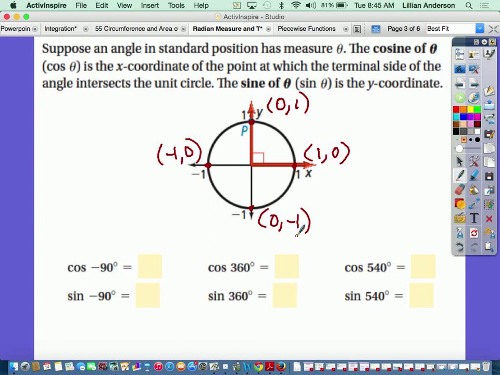Where is negative 90 degrees? It's on the y-axis, positive or negative? Negative. So it's right here. Negative 90 degrees is right here. And if I'm asking for the cosine of negative 90 degrees, I'm looking for which value? The x. What's the x value of that point? There's the cosine of negative 90. You could confirm this in your calculator by typing cosine negative 90. Make sure you're in degree mode, not radian. And you'll see that you get the exact same value.